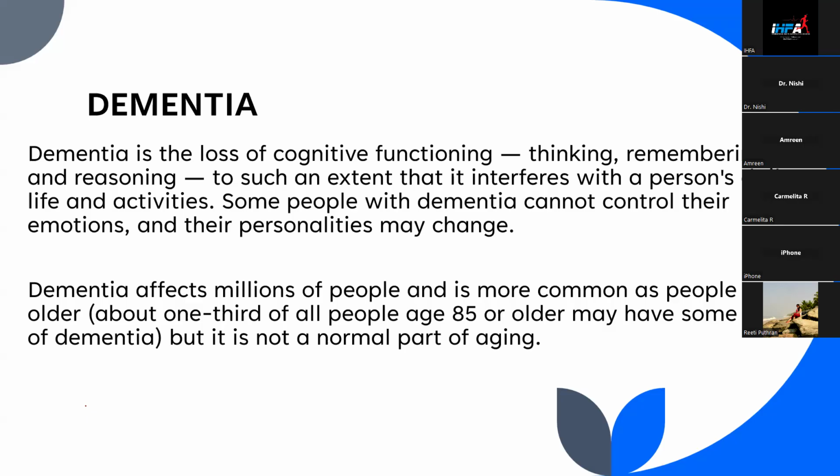No problem. Now, the third topic we are going to come to is dementia. It is very common, and you will see it in mostly every older individual, even in our grandparents. Dementia is basically loss of cognitive functioning, thinking, remembering, and reasoning, to an extent that it interferes with the patient's daily activities and life. Some patients do not have control over dementia, which can also change the personality of the patient. Dementia affects millions of people and is most commonly seen in patients above 85 years of age.